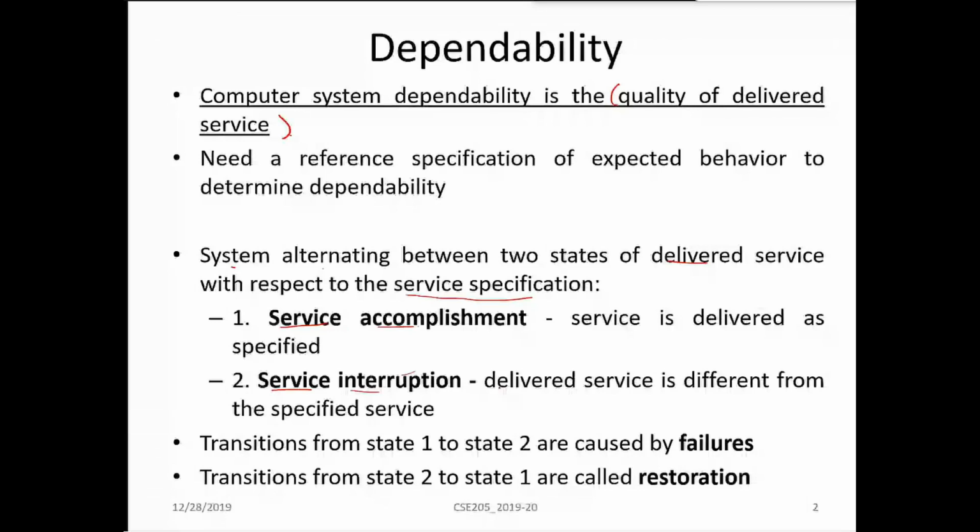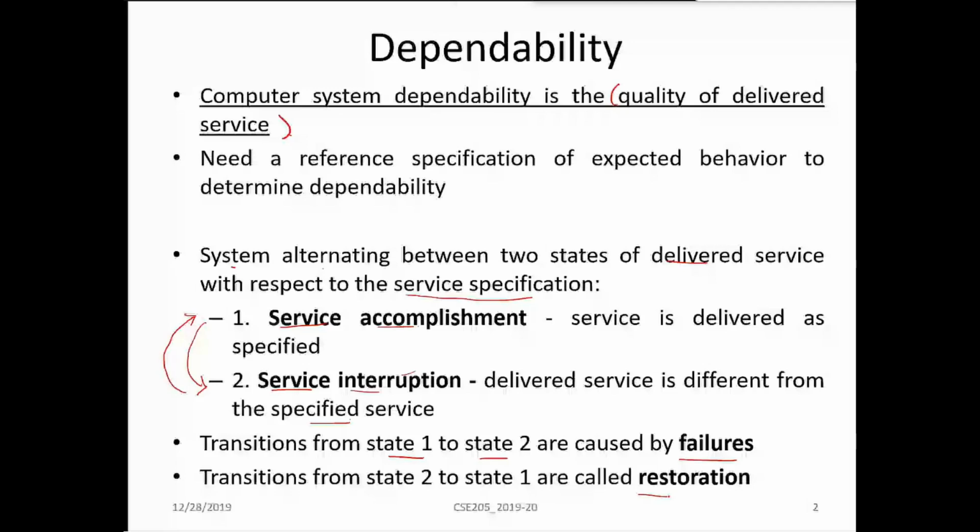So from state 1 to state 2, it has been delivered properly. Later we have some failures. If there is a transition from state 1 to state 2, it is caused by failures. If there is a transition from state 2 to state 1, it is called restoration, because it is not in the specified service and again they are trying to change it. So this is the restoration, and the other one, from state 1 to state 2, is a failure. Okay, this is what I told you.